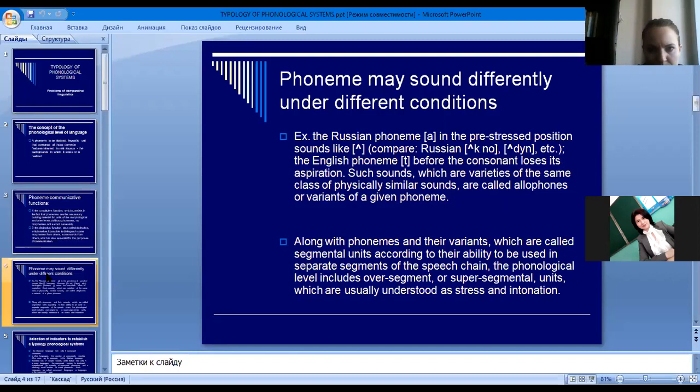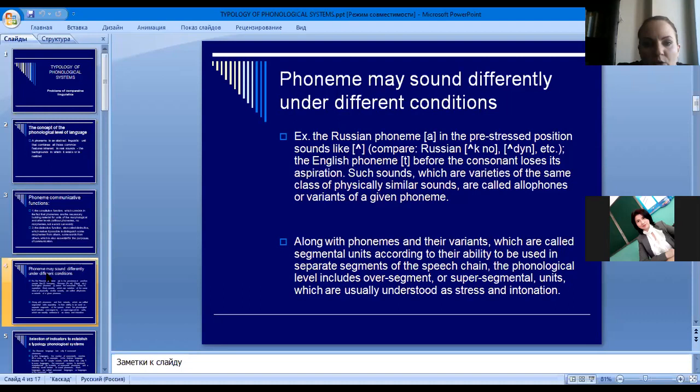Thus, a phoneme can be defined as a class of physically similar and functionally identical sounds. From this definition, it is clear that the phoneme may sound differently under different conditions. For example, let's compare the Russian phoneme A. In the unstressed position it sounds like a short a in words like окно, один, and so on. And the English phoneme t before a consonant loses its aspiration. Such sounds, which are varieties of one and the same class of physically similar sounds, are called allophones or variants of a given phoneme.